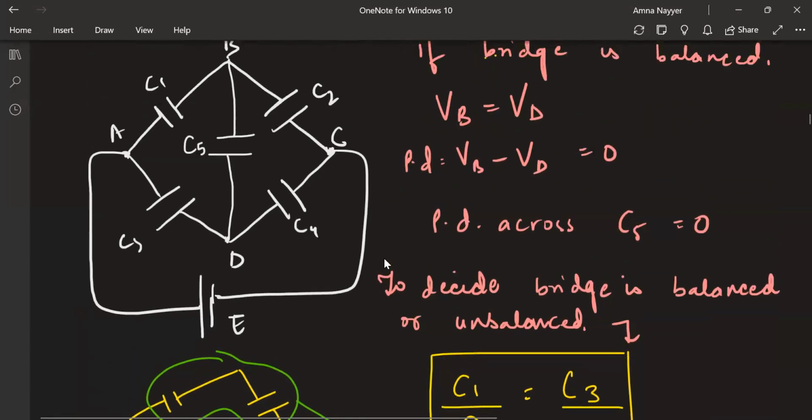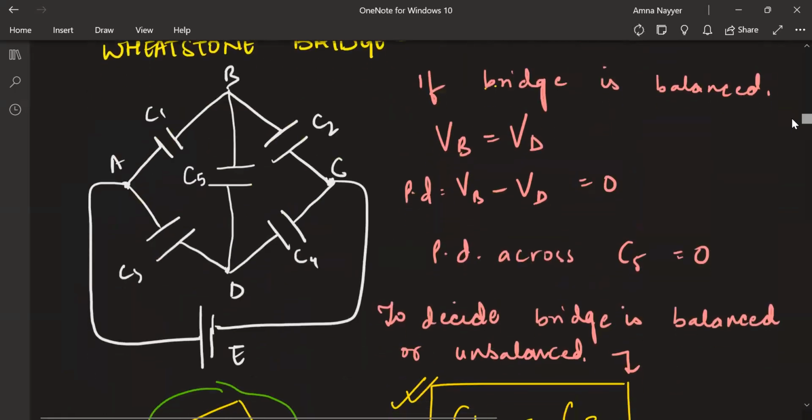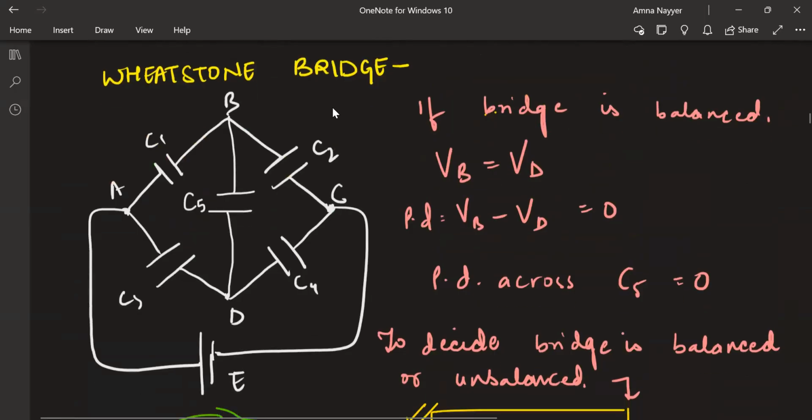Then you can just remove this wire because there is no current flowing through it. There is no charge flowing. But your first step will be to check this. Write it in current electricity. I'll start with circuit components.